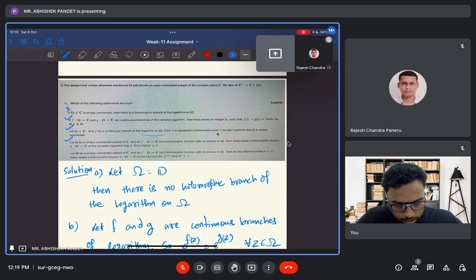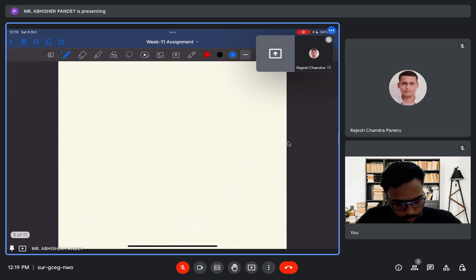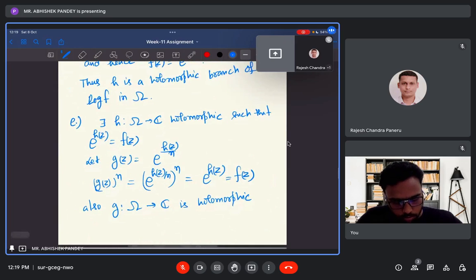Let omega be a simply connected subset of C, and let f from omega to C be a holomorphic function with no zeros. Then for any natural number n greater than 1, there exists a holomorphic branch of the root function.